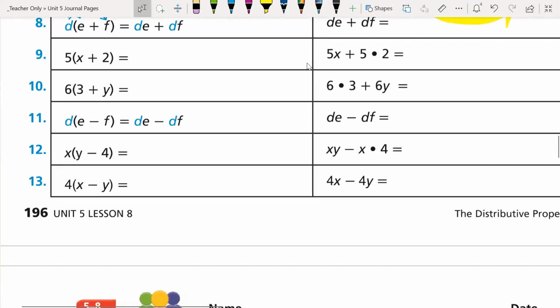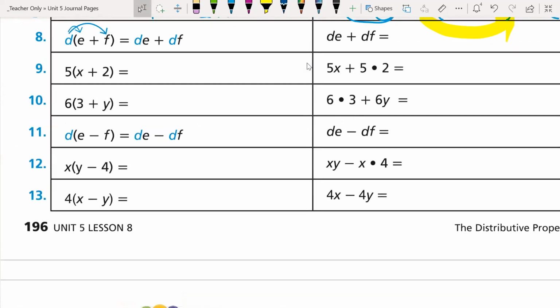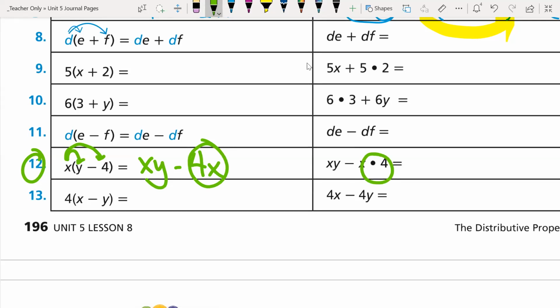Down here where it's a lot of letters. Number 12, let's look at number 12 together. So number 12 is x times y minus 4. And I can distribute the x into the y and to the 4, right? So now I have xy minus x4. Or we wouldn't write it like that, right? We would write 4x. And then this looks like this, right? Those are the same.